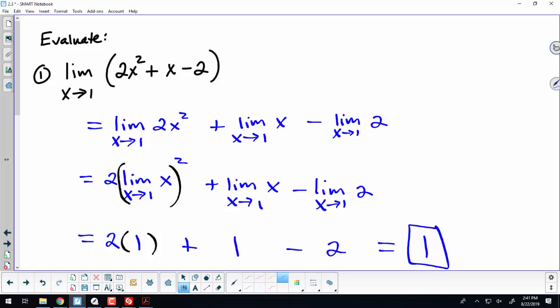Just an illustration of those laws again. What happens if I just, from the very beginning, directly substitute 1 into that function? I get the same thing, right? If I just take this value that x is approaching and plug that in, I get the same result.